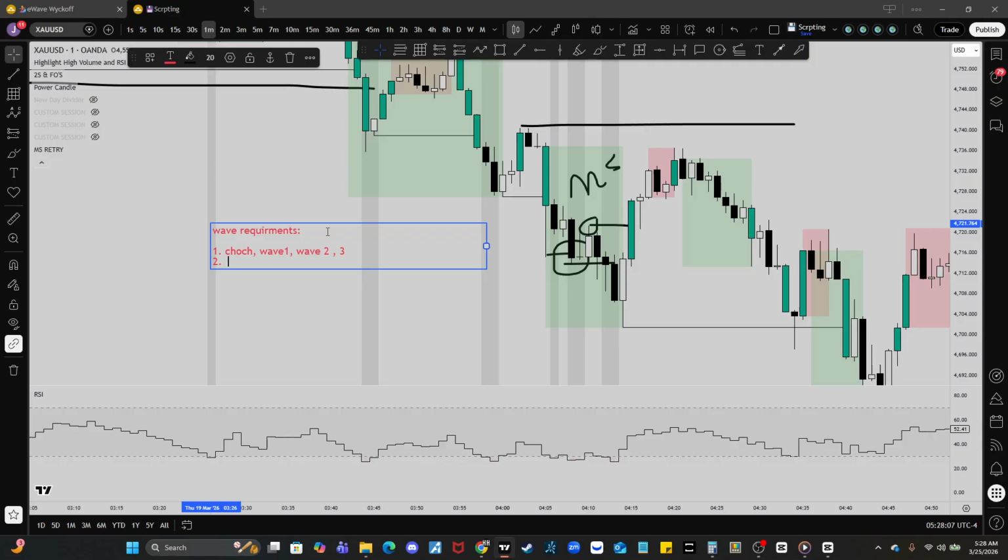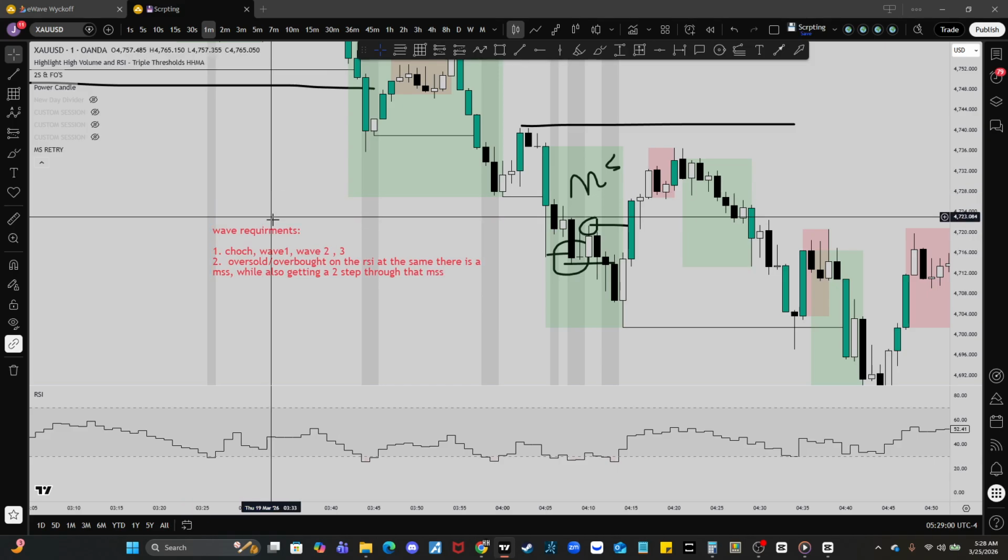And then what I mean is specifically for a wave 4, what we need is to be oversold on the oversold, overbought, depending on what cycle we are on, on the RSI. At the same time, there is a market structure shift, while also getting a two-step through that market structure shift. Again, I'm just going to call it two-step because that's what I call it every day.